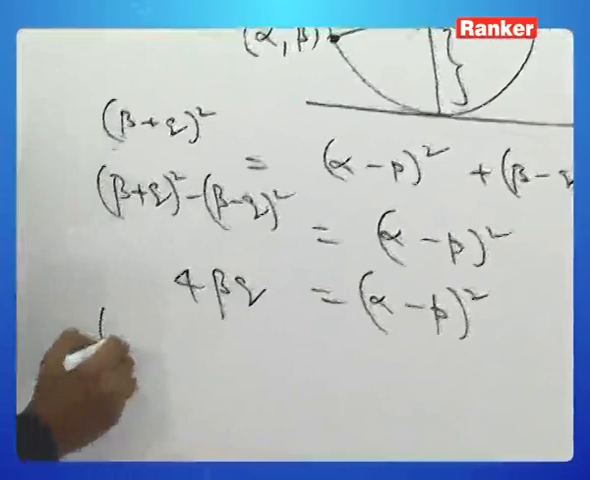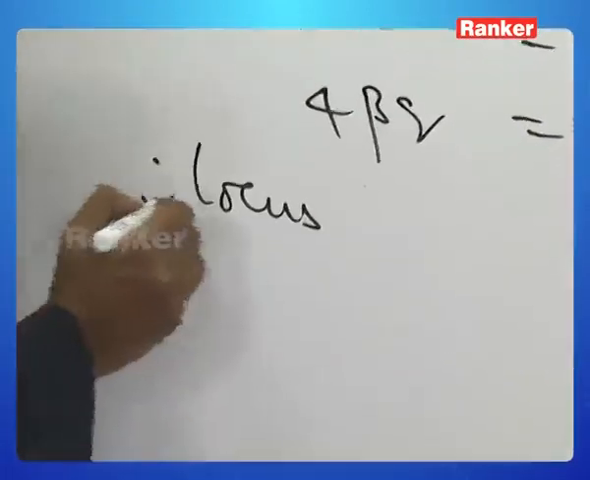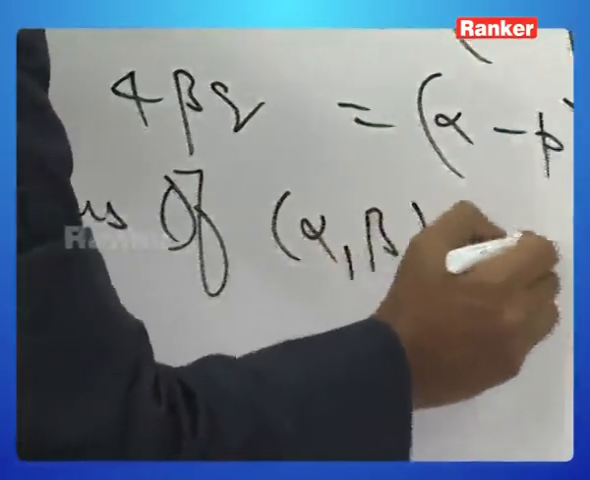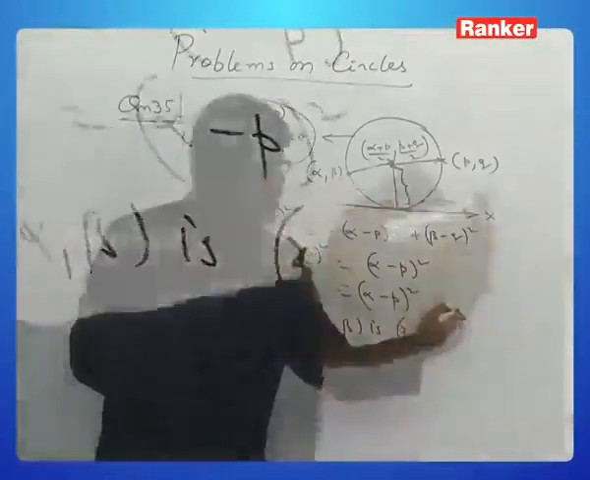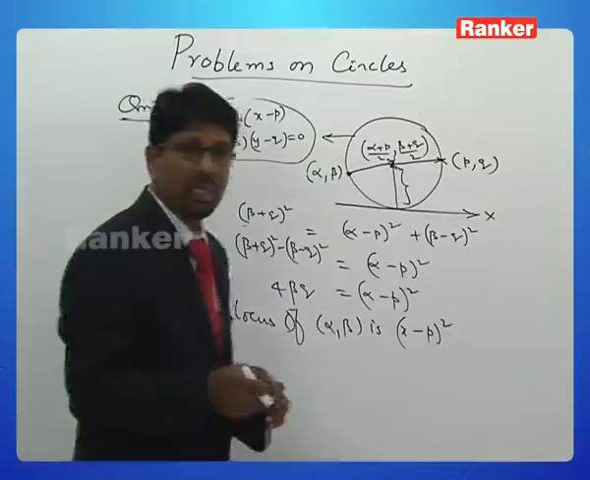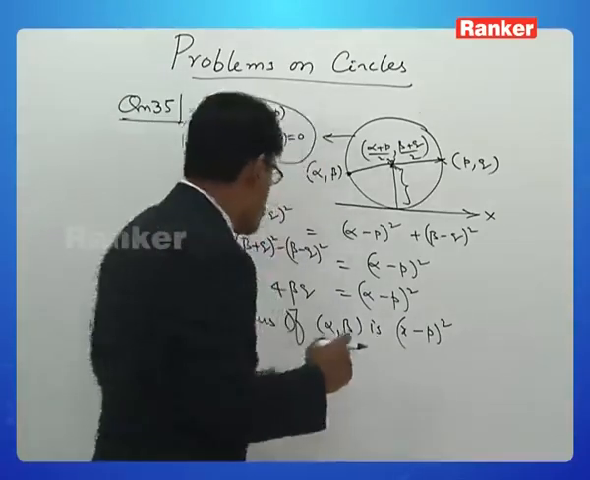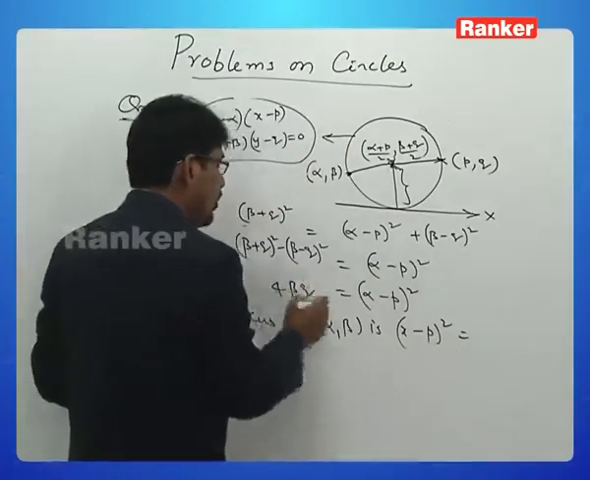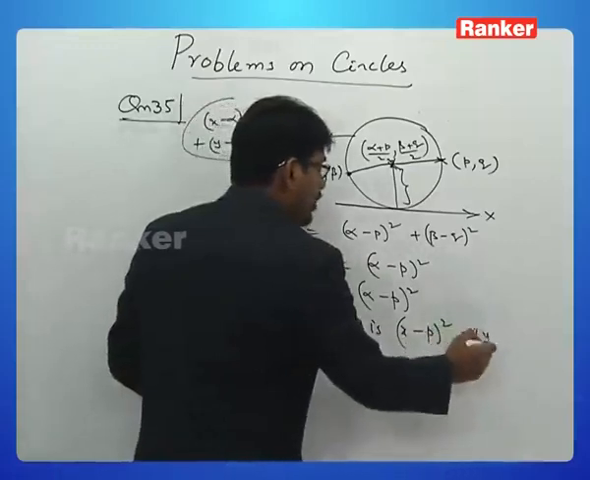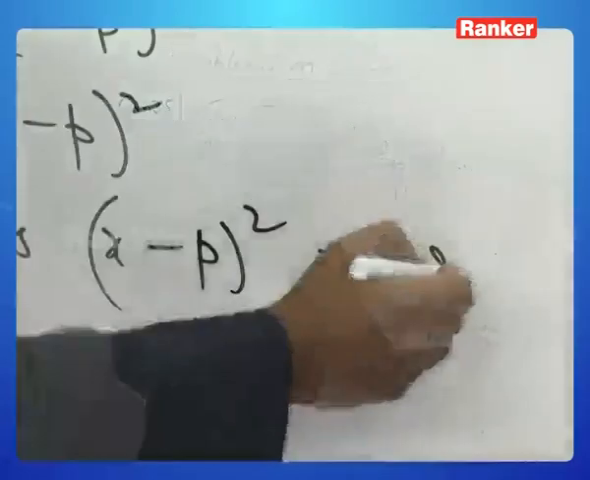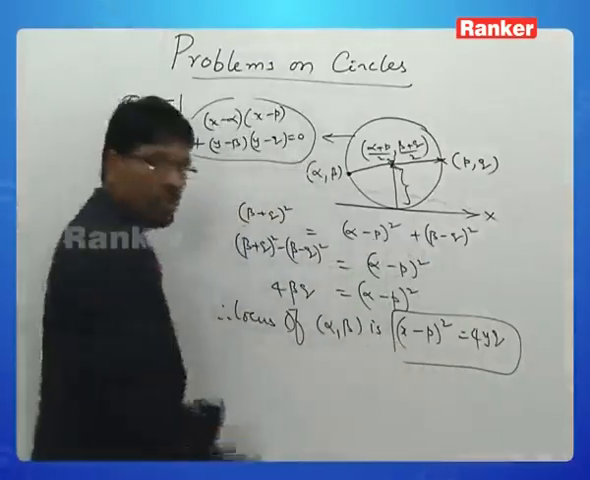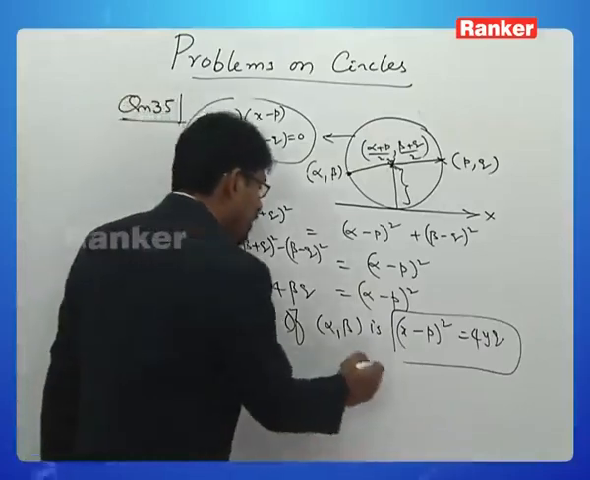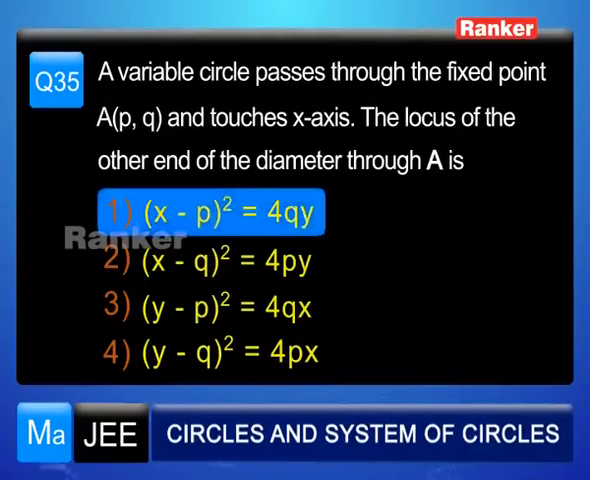Therefore the locus of alpha comma beta is x minus p the whole square, that is I replaced alpha by x and beta by y. So x minus p the whole square should be equal to 4yq, and that is appearing in option 1. So option 1 is the right option.